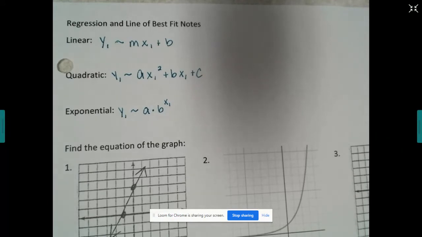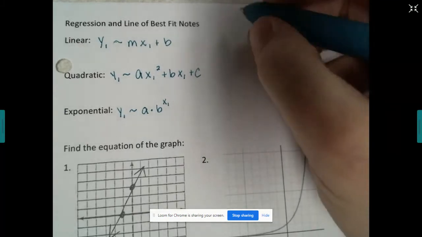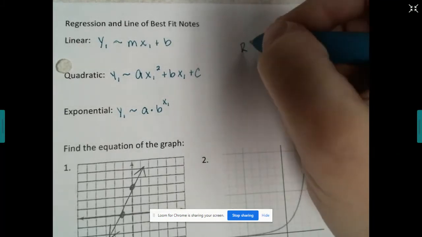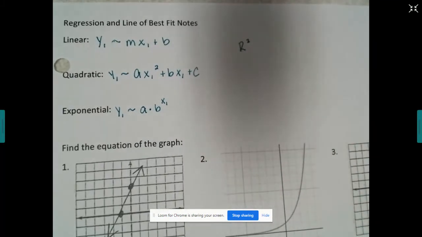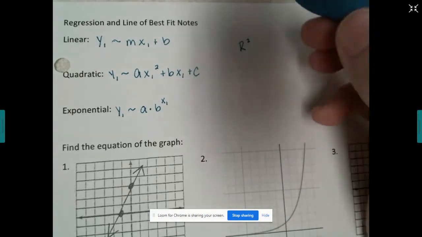If it is a word problem, or maybe you just have a table of values, you'll want to find which of these is best. And to do that, you're going to look at the R squared value. So in Desmos, it automatically shows you R squared. If you're using a calculator, if you're on the ACT or something, you do have to turn it on to where the R squared comes on.